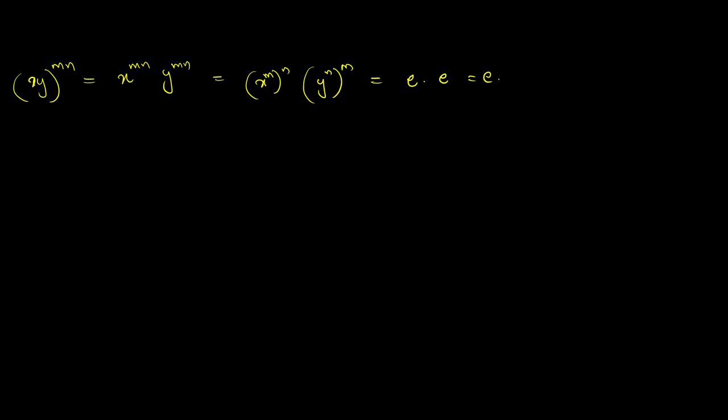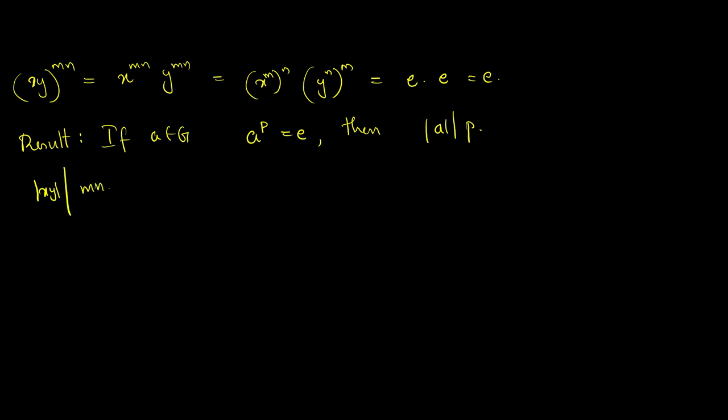Now we are going to use a result, which maybe I will prove in one of the later videos: if a is an element in the group G, and if a to the power p is equal to identity, then the order of a will divide p. So here we will have that the order of xy must divide mn. Now mn is odd, so the order of xy must also be odd.